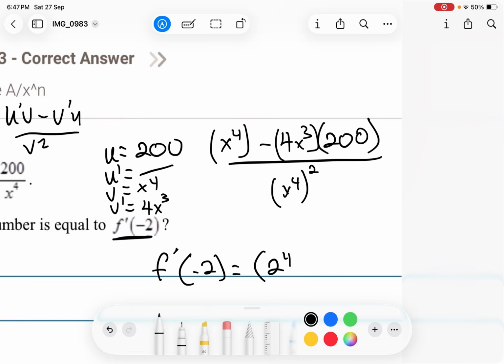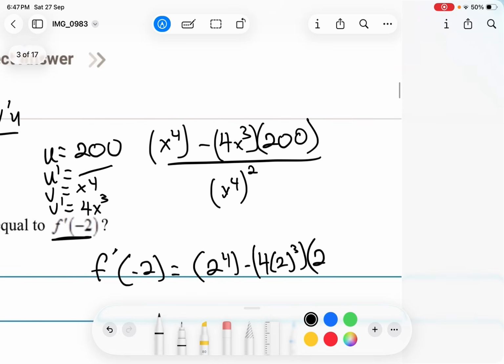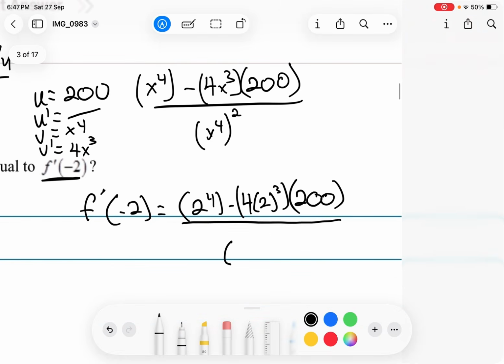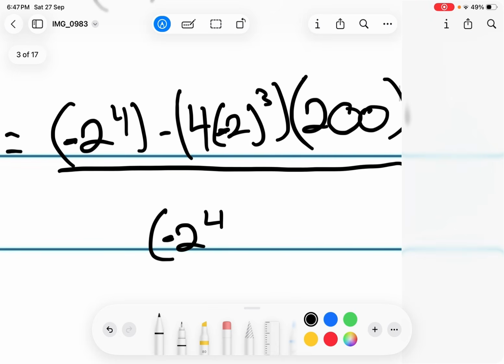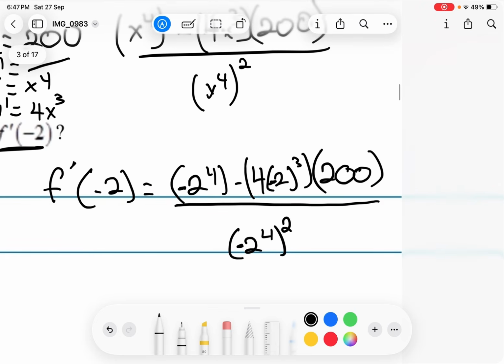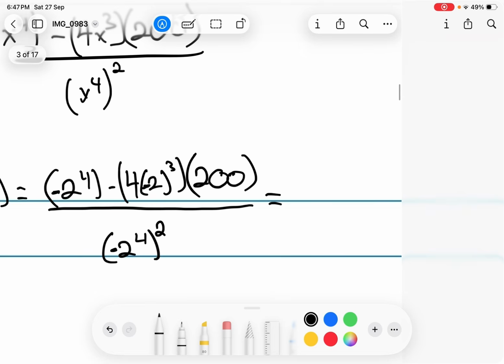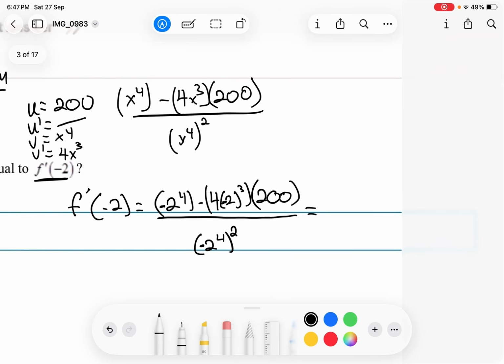So negative 2 to the power of 4, minus 4 times negative 2 to the power of 3 times 200, over negative 2 to the power of 4 to the power of 2. Oh, it's negative 2, my bad. You put it in the calculator, and it will be, wait, 2 times 2 is 4.